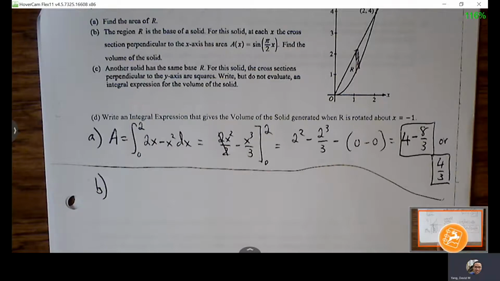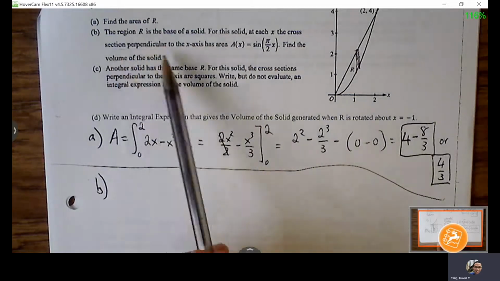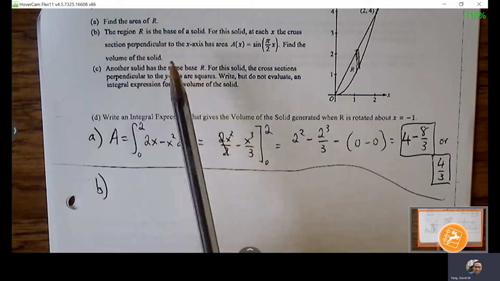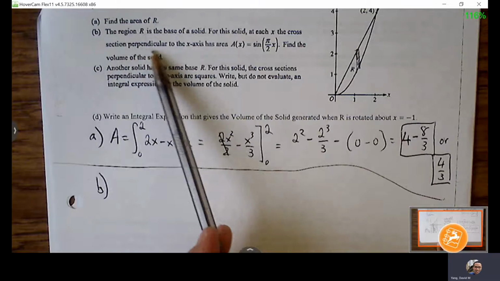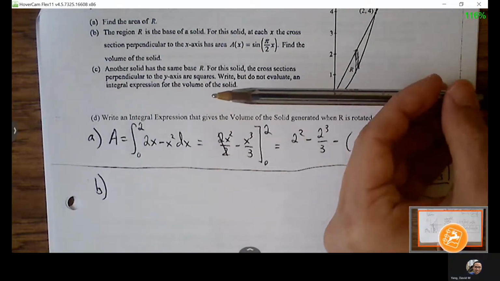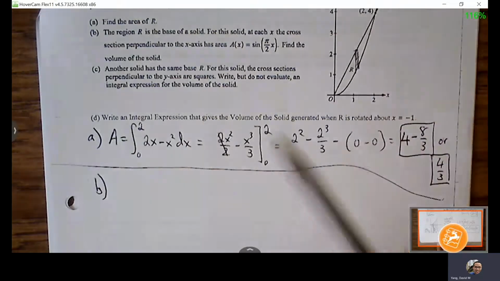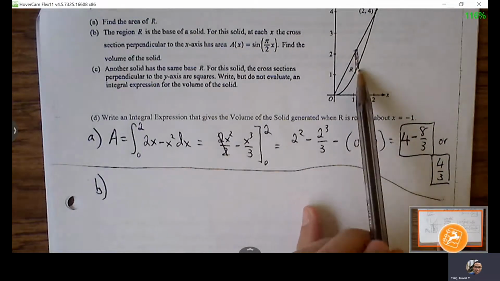Okay, part B, the region R is the base of a solid. For the solid, the cross-section perpendicular to the x-axis, right? First decision we always make is which direction is this base? Is it vertical or horizontal? Perpendicular to the x-axis, x-axis is this direction. Perpendicular to it means it's vertical. So we're dealing with a vertical base. So we can just connect that distance here.